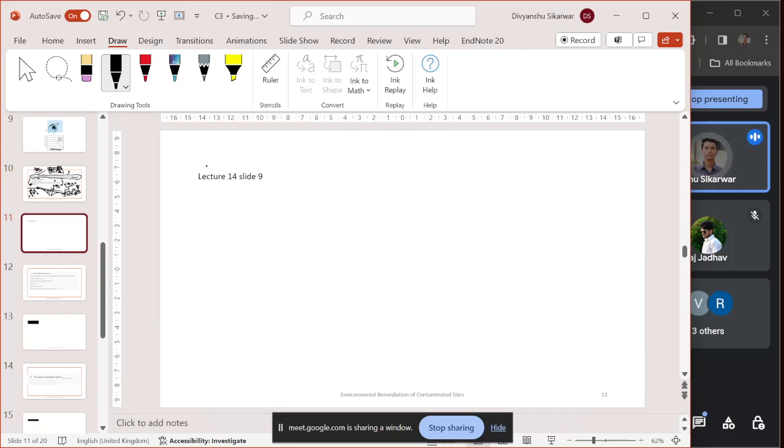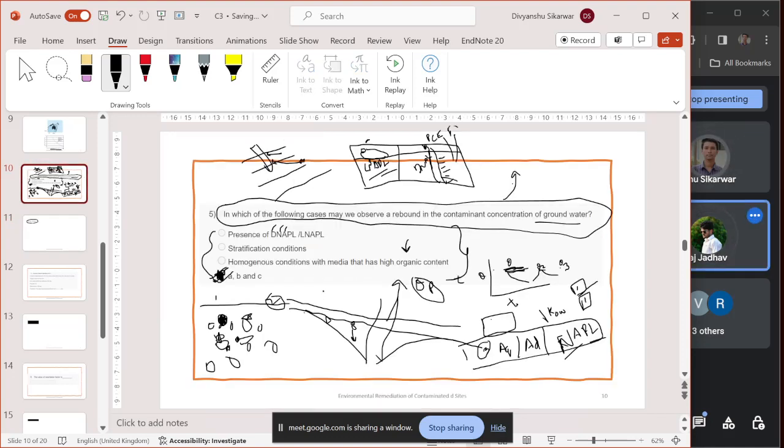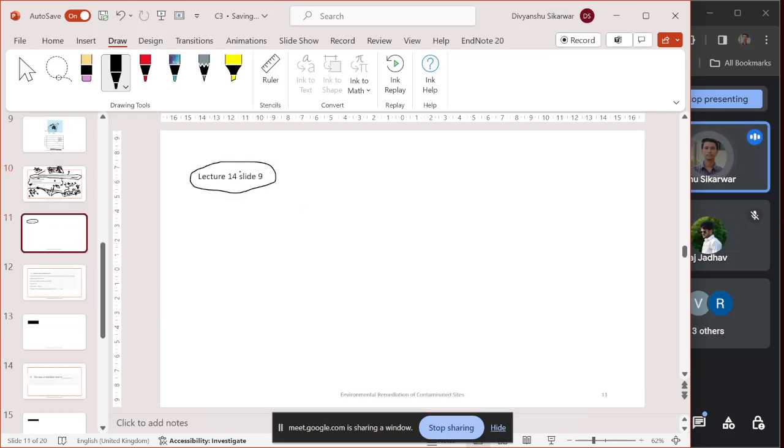This concept you can refer in lecture 14, slide 9 also. I have explained it almost, but if you want to further study, you can also refer to slide 9, lecture 14.